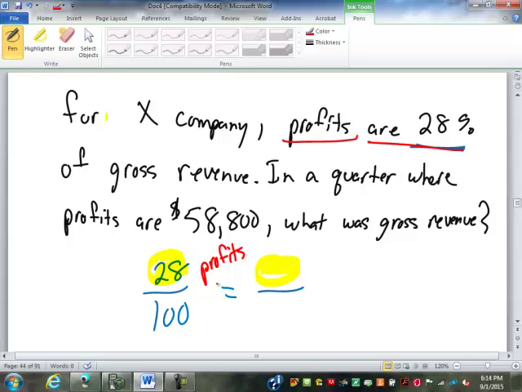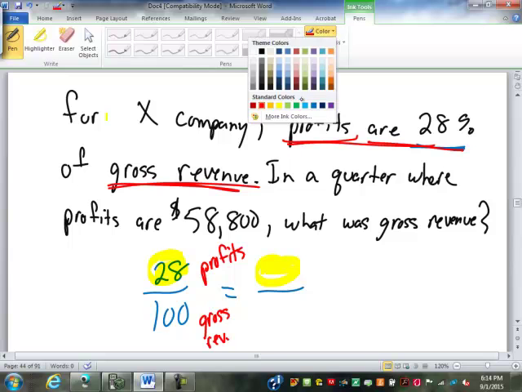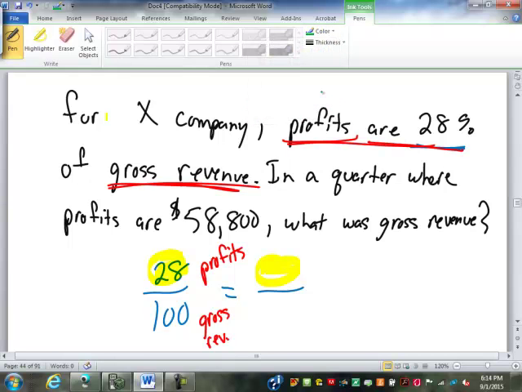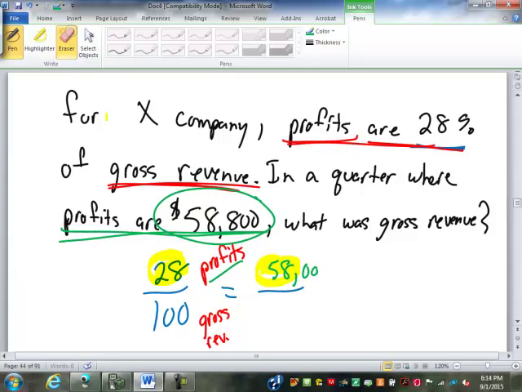In this case, the only other value represented here is the gross revenue. The profits are a portion or a piece of the gross revenue. So the gross revenue is the whole amount. So the 100 represents the gross revenue. So on the other side, all we have to do now is match up the numbers that also represent the profits and the gross revenue. Well, we have the 58,800. Does that represent profits or gross revenue? Profits are 58,800. So that is going to go on top.